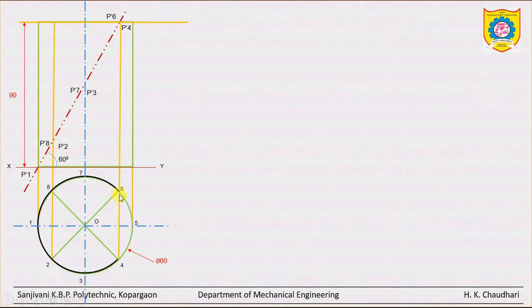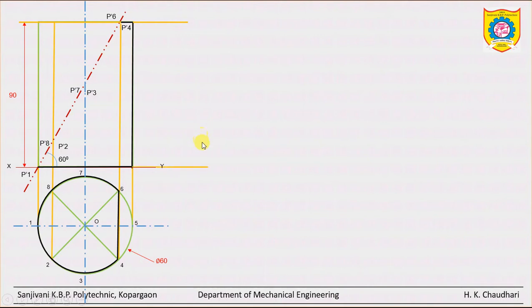Now finally we got such an outline, and only this part which is cut by a section. Now the remaining part of the cylinder we can show by the thick outline. Okay.